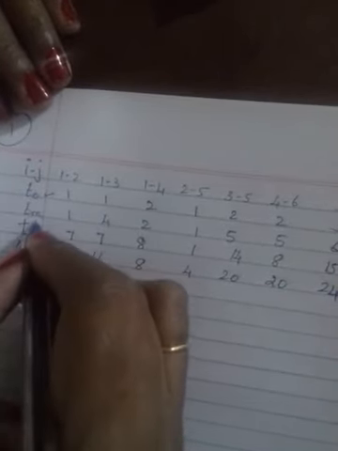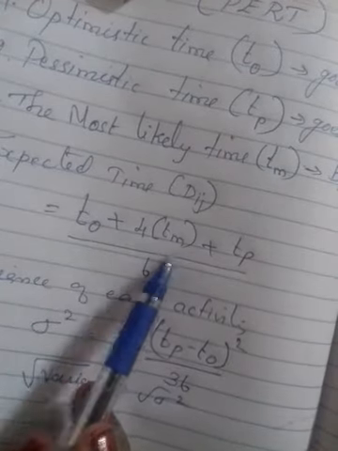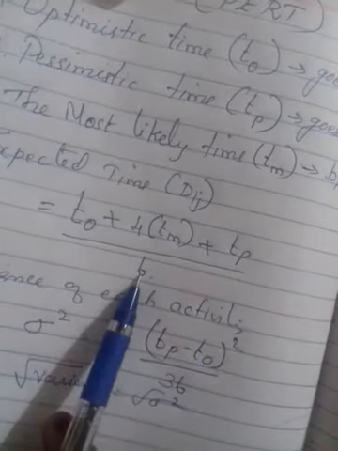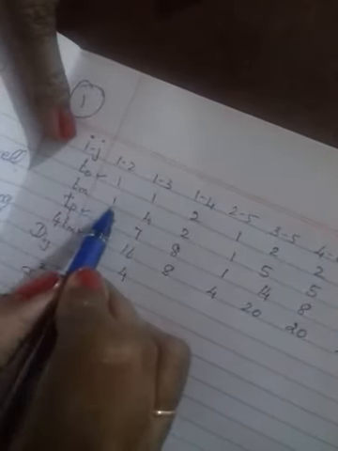This is the first problem. They gave activities 1 to 2, 1 to 3, 1 to 4, 2 to 5, 3 to 5, 4 to 6 and 5 to 6, with three different times: optimistic, most likely, and pessimistic. Now you have to find the duration using the formula. Don't forget to multiply 4 into Tm, then add the optimistic and pessimistic times, and divide by 6. For easy calculation, I have multiplied Tm by 4 here.